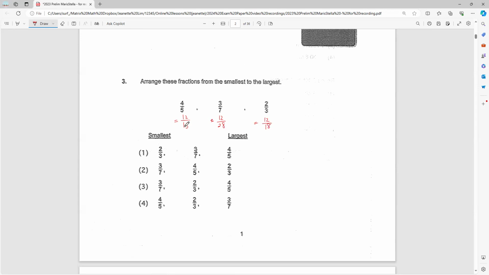So now if you look across, you can look for the smallest one, which will be 12 over 28. The larger the denominator, the smaller the fraction. So 3 over 7 is the smallest, so definitely 1 and 4 will be out. The largest one will be the smallest denominator, which is 12 over 15, hence 4 over 5. So option 3. So 4/5 is the largest.